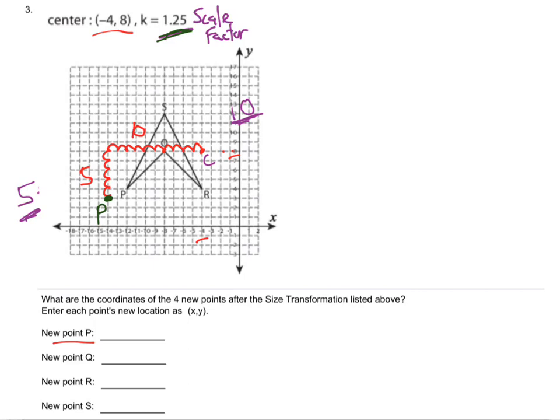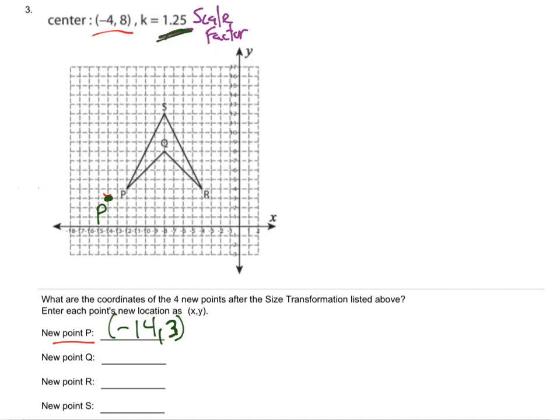What's the coordinates of that point? It looks like it's back 14, up 3. Back 14, up 3. There it is. Found the new point P. Okay, so now, that's just the first point. We got a few more.